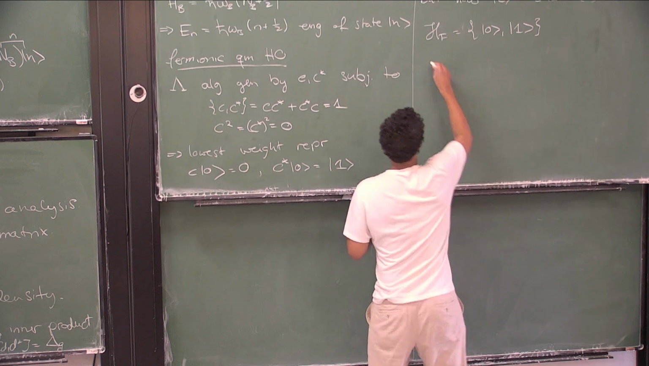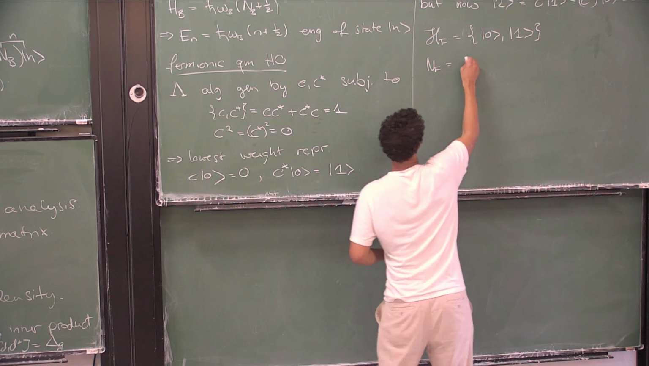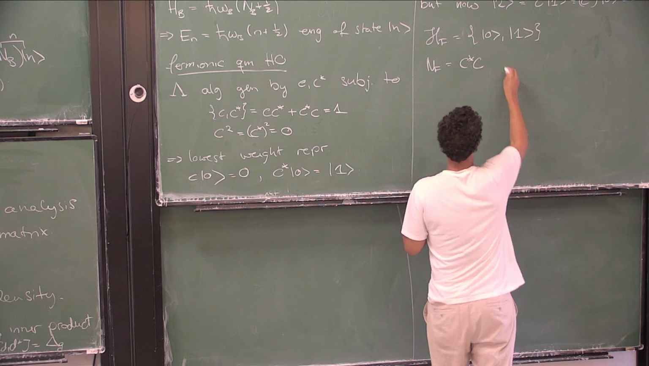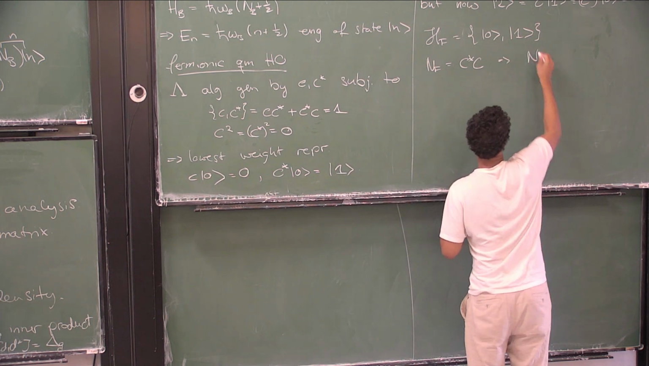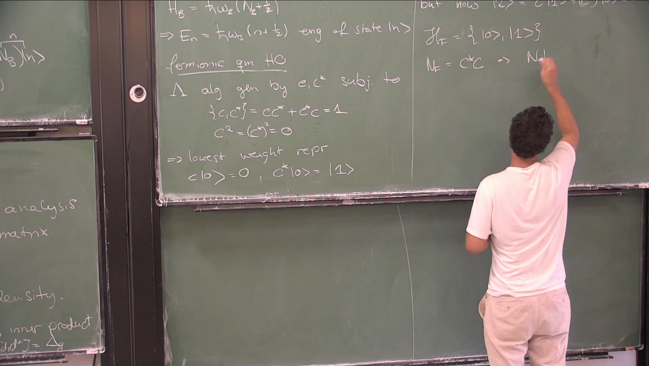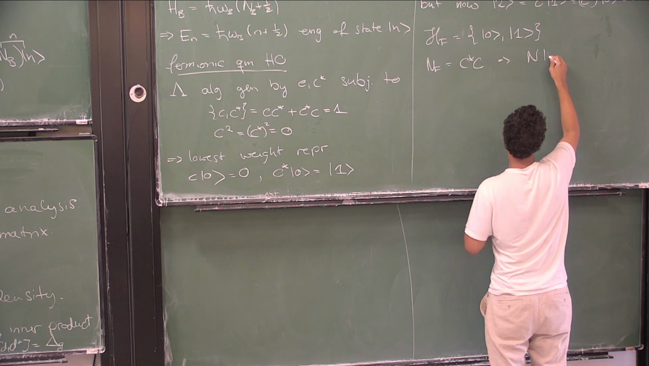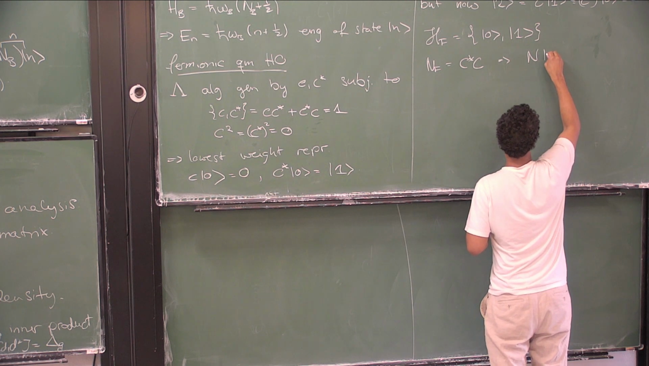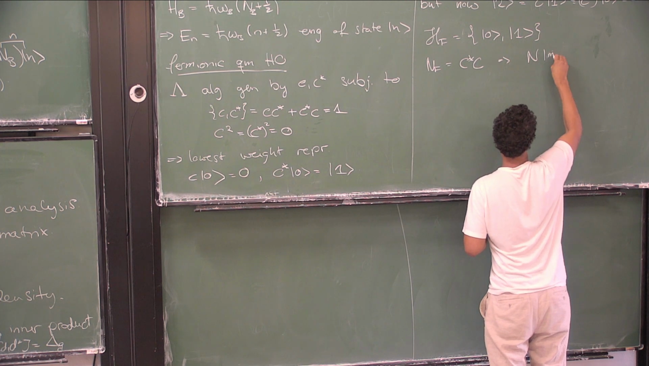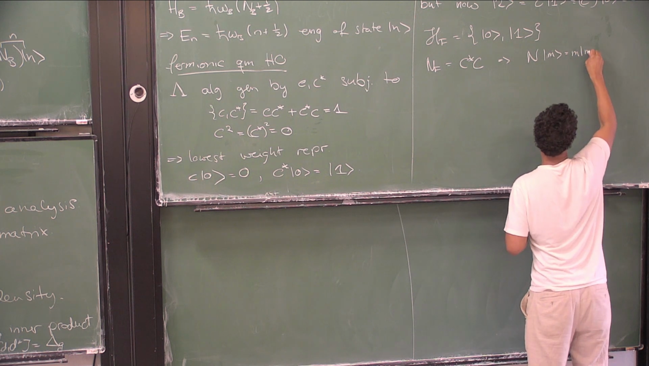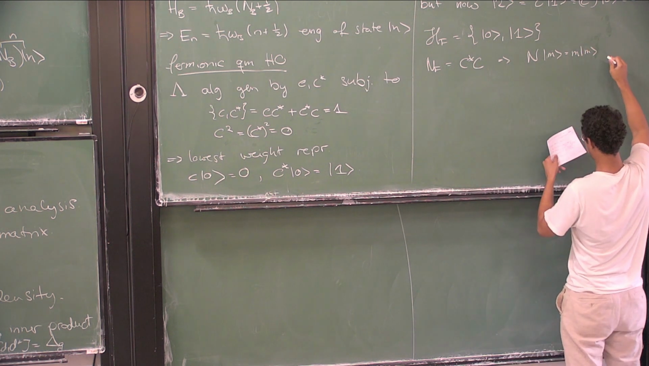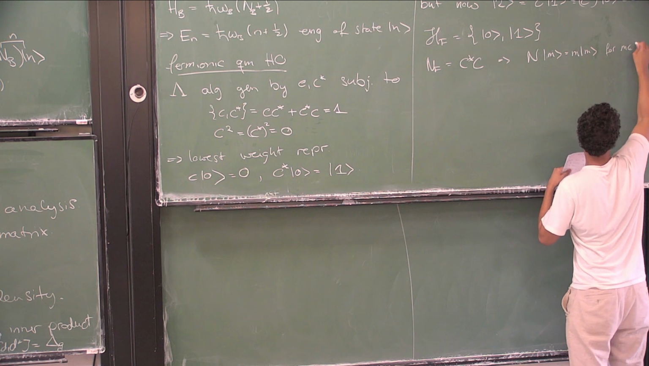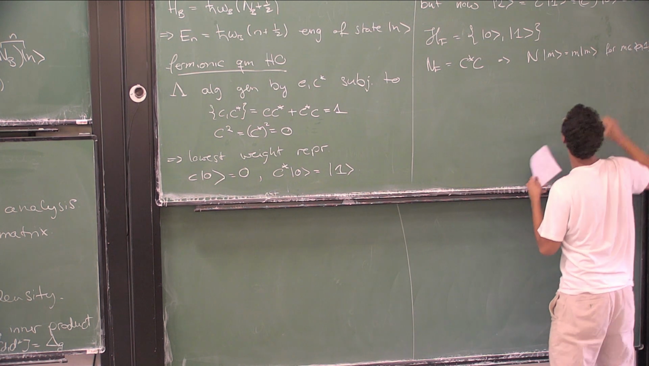As I said, I want to do the same thing. We define this number operator C star C, and then it just counts. So N of M is M, for M in 0 and 1.